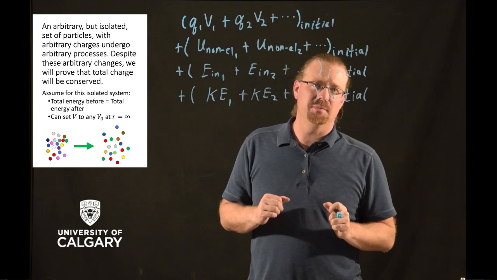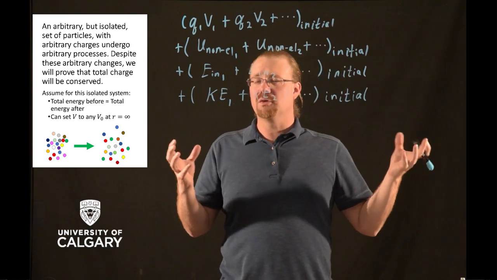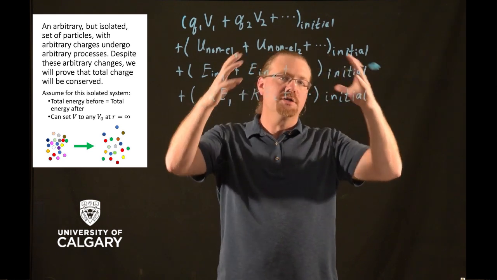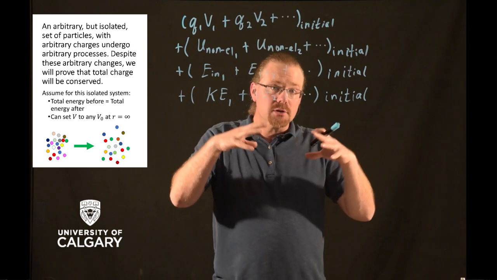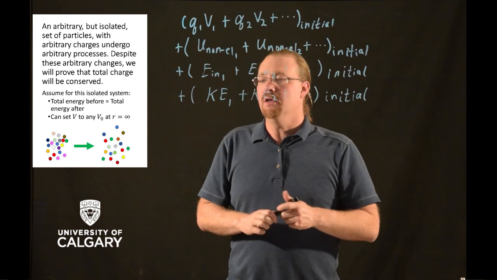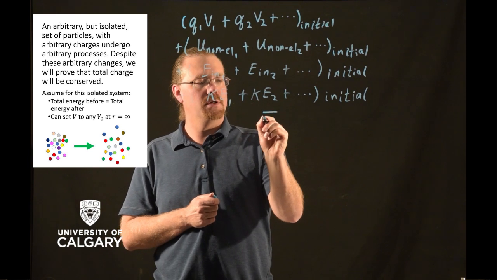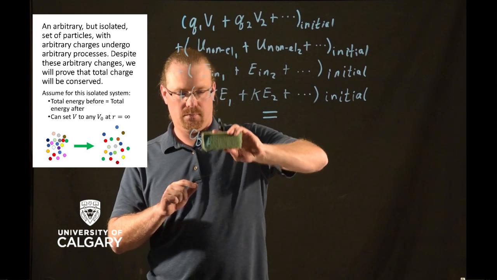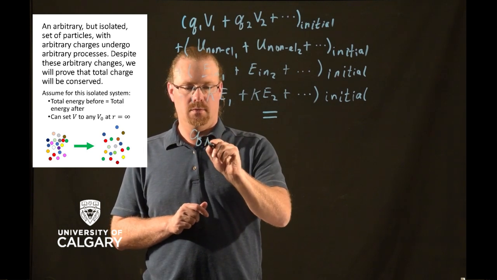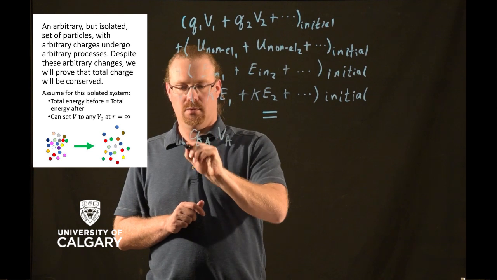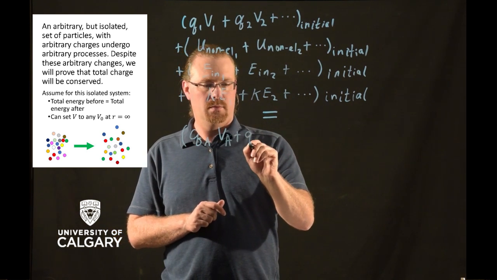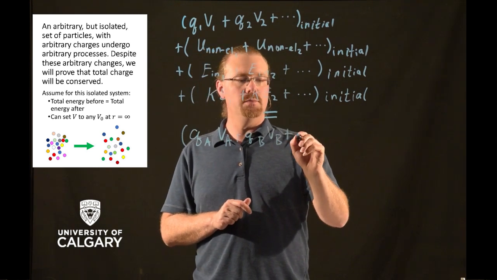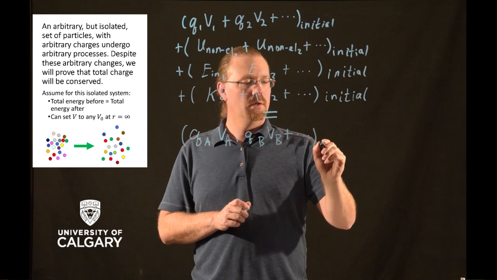We have an isolated system. Because we have an isolated system, no particles are going in or out, although particles could be created or destroyed. They're all going to stay inside of our system, and no energy is going to enter or leave. As we said before, this means energy is conserved, so all of this is going to wind up being equal to QA VA plus QB VB. This is going to be final.